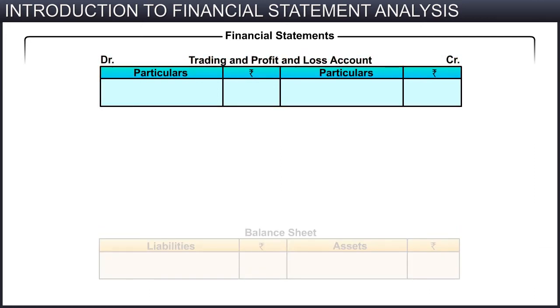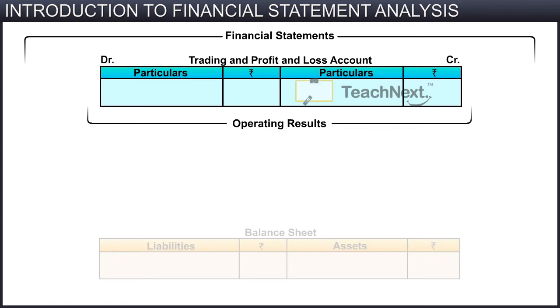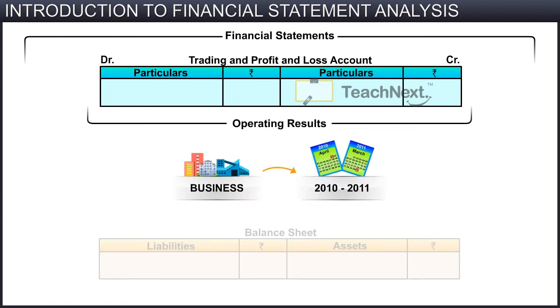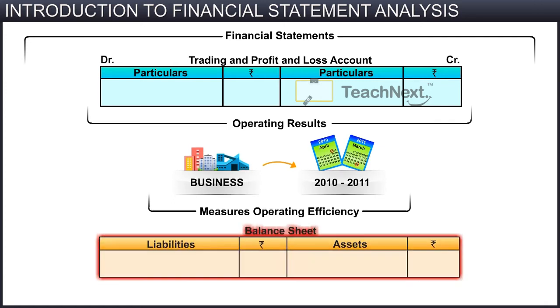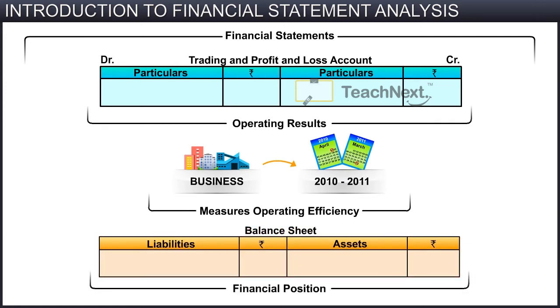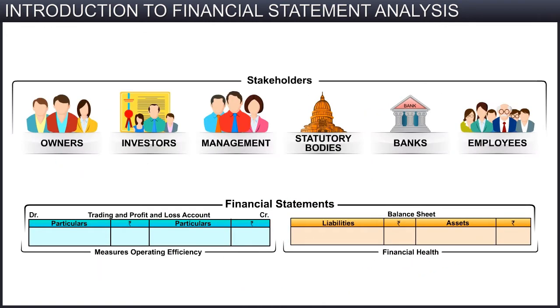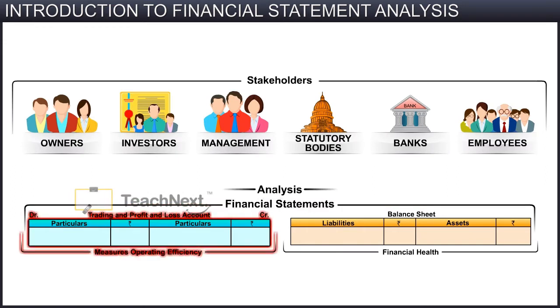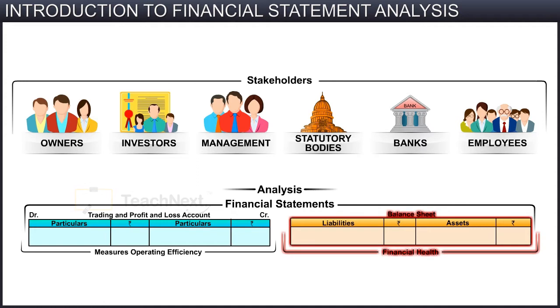The profit and loss account provides the operating results of the business for a specific period and measures the operating efficiency of the company. The balance sheet provides the financial position of the business and measures the financial health of the company. The stakeholders thoroughly analyze these financial statements in order to measure the operating efficiency and financial health of a company.